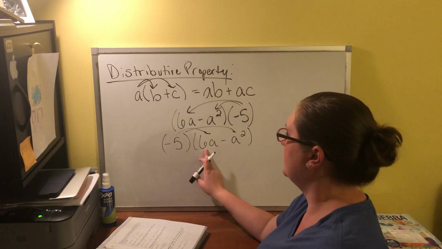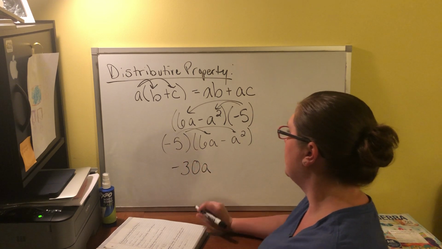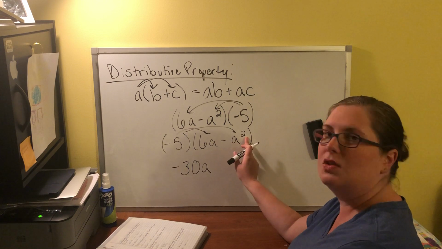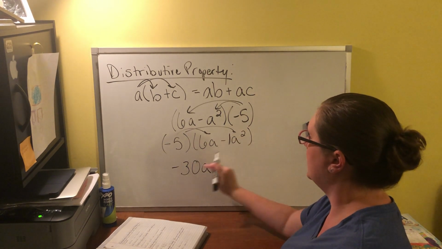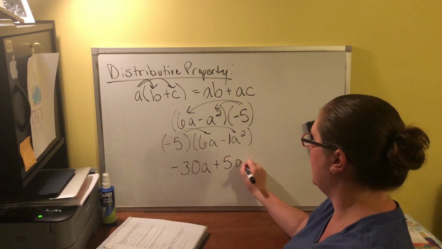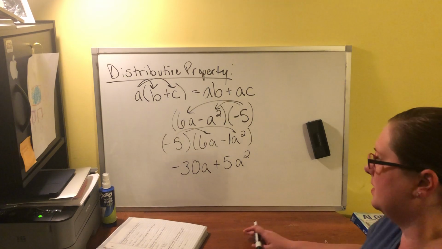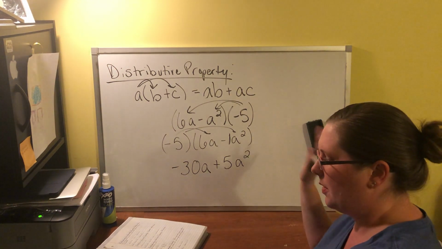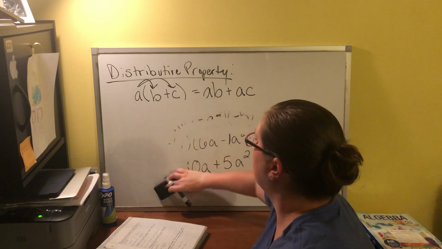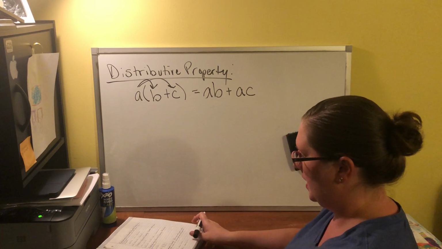So I have a negative 5 times a positive 6. So that's negative 30a. Here I have a negative 5 times a negative a squared. Right? Remember that 1's there. So a negative times negative becomes a positive 5a squared. I cannot combine like terms because the a's are not exactly the same. That's an a and an a squared. So that would be your final answer. So make sure you're aware of this with the distributive property. Okay.